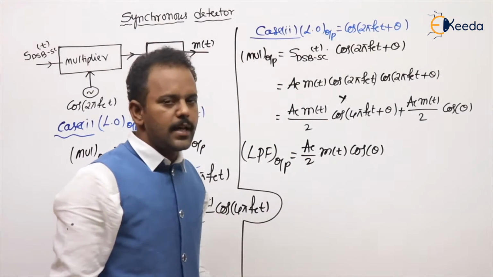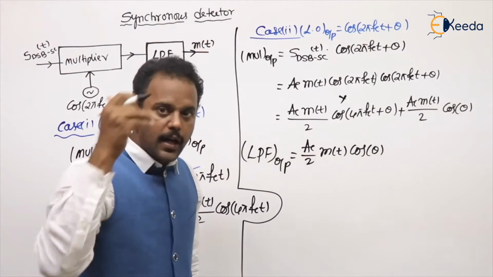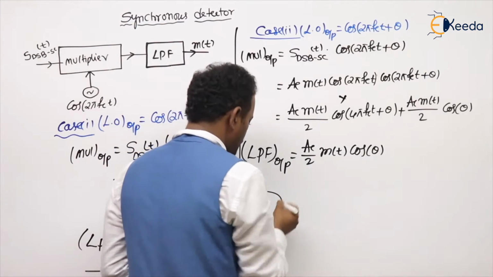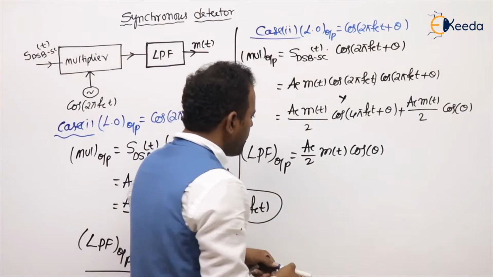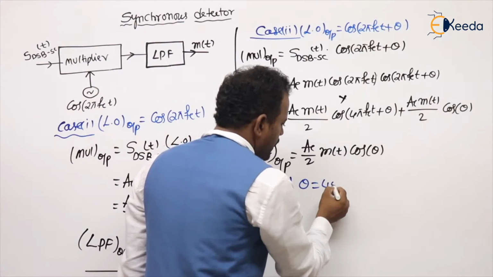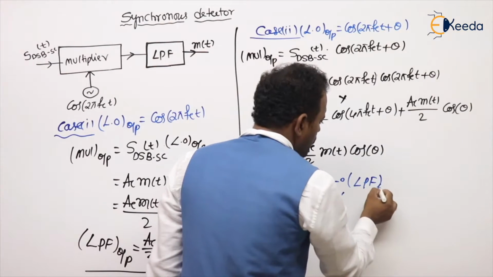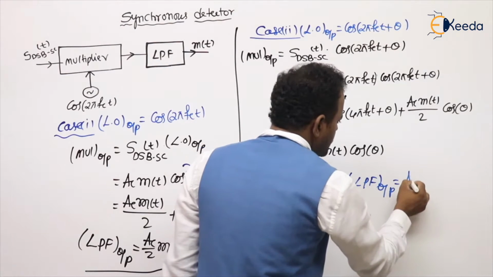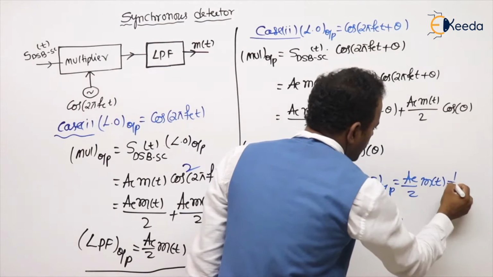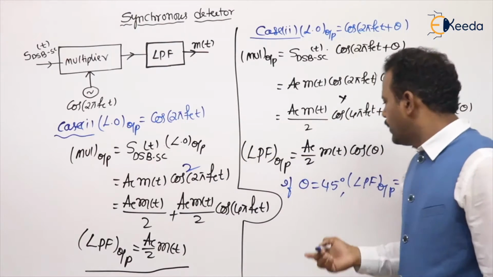What is the θ, sir? The phase difference between the local oscillator and the received DSBSC carrier. In a similar fashion, for example, sir, if the phase difference is 45 degrees, then what is the low pass filter output? Low pass filter output is A_c/2 into m(t) into cos 45, which is 1 by root 2. Following my point or not?